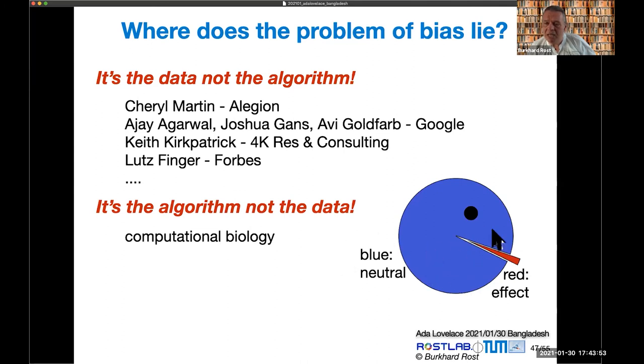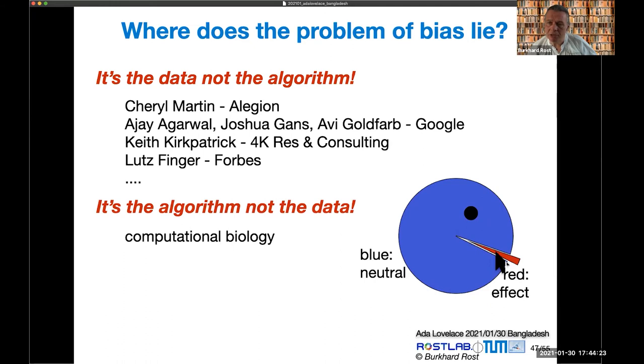Because in our field, we have data given. We don't have the luxury to play with the data. We don't have the luxury to say, people go back and measure your data in a different way. We have what we have. And this is a typical example here. This, in fact, is the data that we collected for binding site prediction or for effect prediction. The blue is neutral, the red is effect. So this tiny bit is the one that we are most interested in.